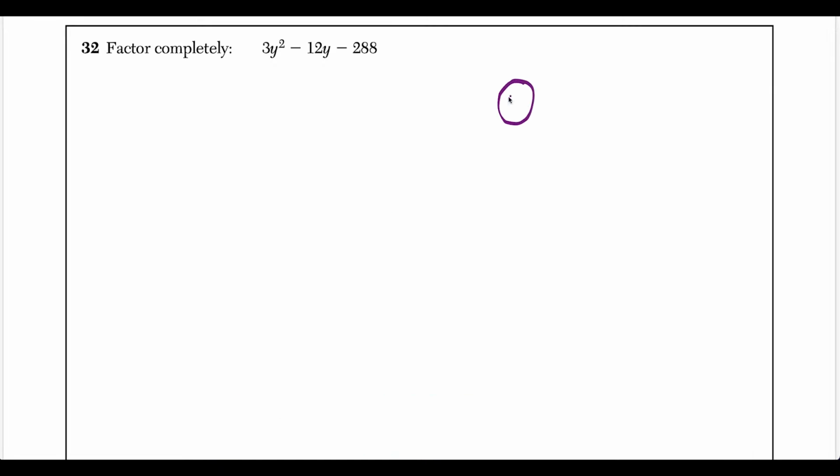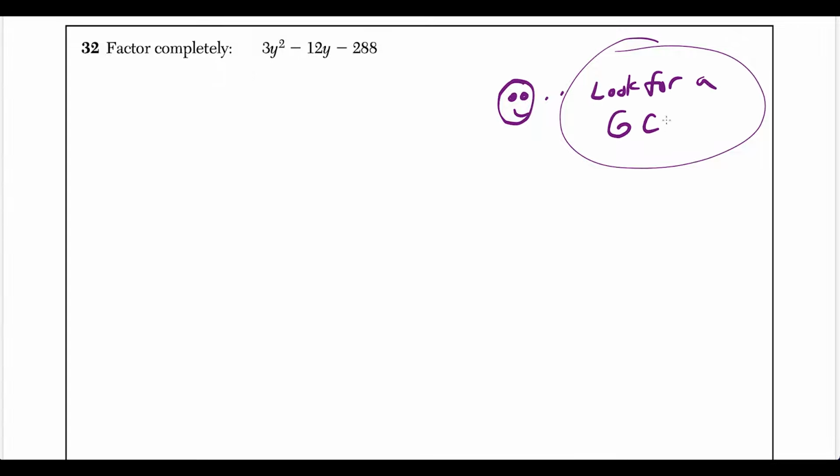Question 32, we are factoring completely. And just know, anytime I have to factor something completely, I always look for a GCF first. Look for a greatest common factor first, because this will always make the question easier. So here I notice I could take out a common factor of 3. So I could say 3 times, and if we divide each thing by 3, we're going to have y squared minus 12y divided by 3 is 4 times y.